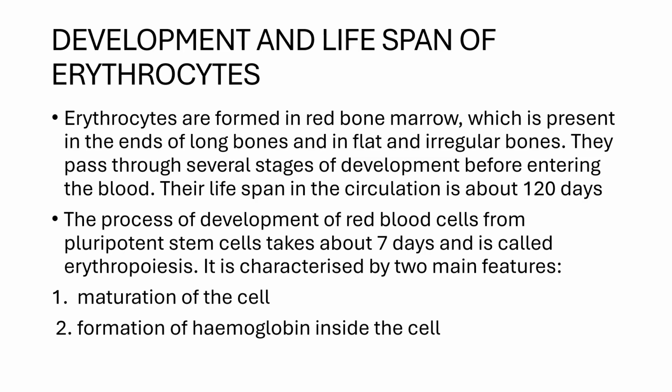But in the early stage of life, it's in the red bone marrow, for example, in the femur, where red blood cells are formed before 20 years of life. Then in adults, after 20 years or so, they are formed in the yellow bone marrow. So that's where the formation of red blood cells takes place. Now, I want to discuss the development and the lifespan of erythrocytes.